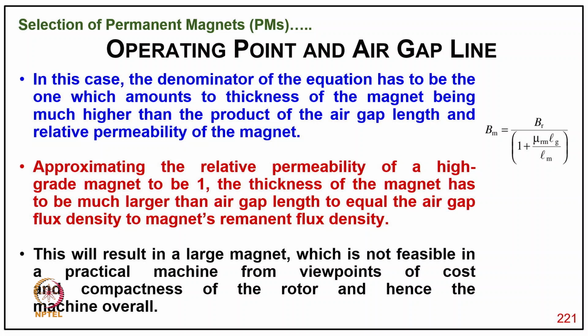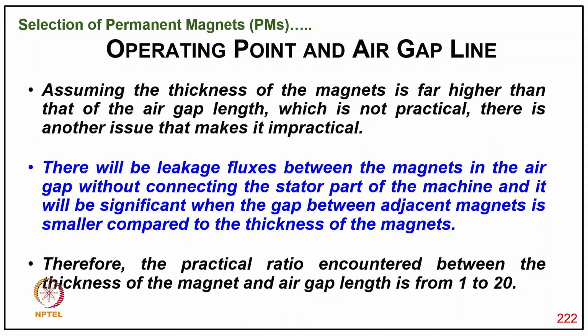So, approximating the relative permeability of the high grade magnet to be 1, the thickness of the magnet has to be much larger than the air gap length to make the air gap flux density equal to the remanent flux density of the magnet. This results in a large magnet, which is not feasible in a practical machine from the viewpoint of cost and compactness of the rotor, and hence the machine overall. So assuming the thickness of the magnets is far higher than the air gap length is not practical.